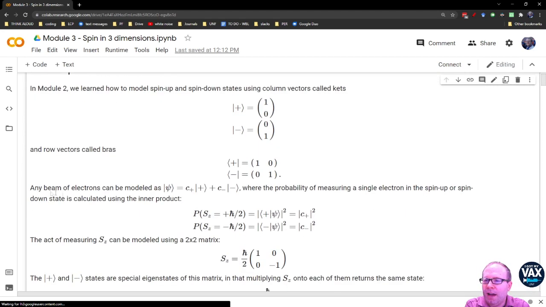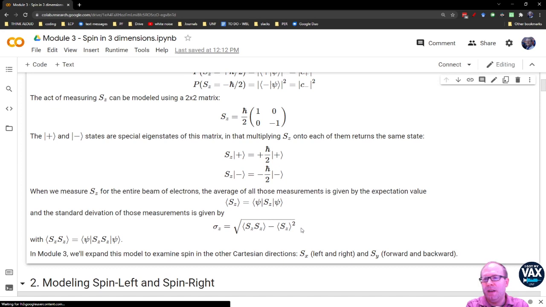And we're going to review how any beam of electrons you can model as a linear combination of those two states. So C plus and C minus are just constants. They're just numbers that you pick when you're modeling the beam. And they give you the probability of each spin measurement. So the probability of measuring spin up is the modulus of C plus squared. The probability of measuring spin down is the modulus of C minus squared.